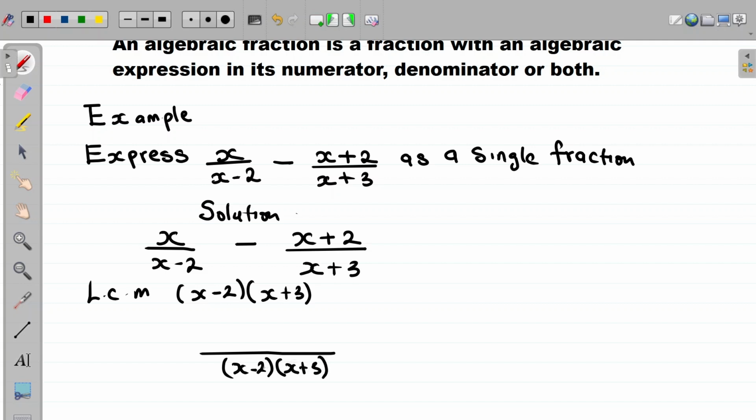We have that x minus 2 and x minus 2 will cancel out, and we'll be left with x plus 3 multiplied by x. Also, x plus 3 and x plus 3 cancel out, and we'll be left with x minus 2. So our expression becomes x minus 2 times x plus 2.